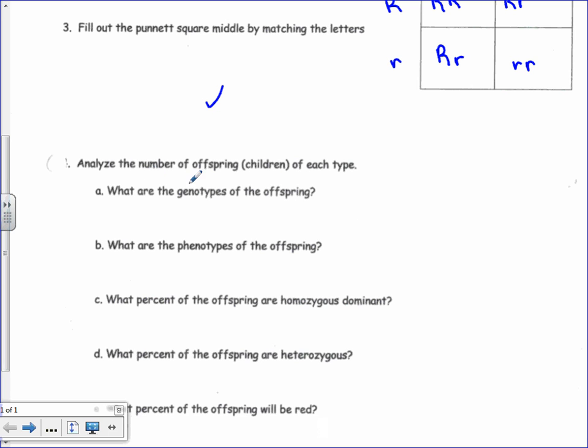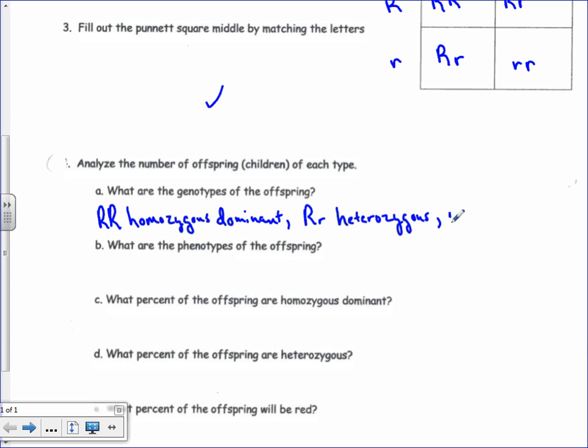So the total genotypes that we get are homozygous dominant, we also have a chance of getting heterozygous, and we have a chance of getting homozygous recessive.